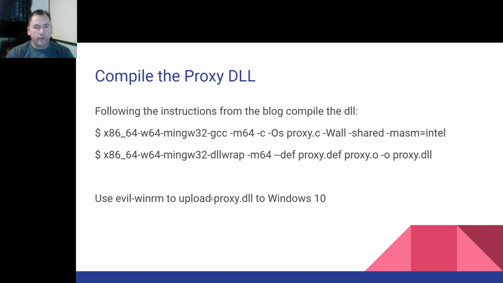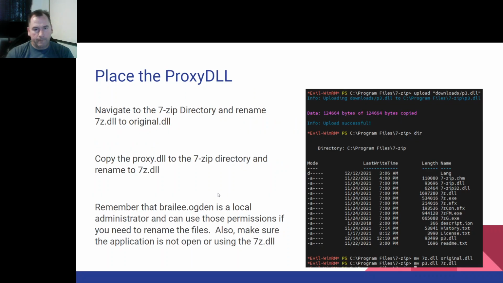So use evil-winrm to upload proxy.dll to Windows 10. Then navigate to the 7-zip directory, which I've done here. I'm going to upload, and my file at the time was called p3.dll. Your file is going to be called original.dll. Pull it in, rename the original 7z.dll to original.dll. Make sure you do that first. And then change your proxy.dll file, mine was p3.dll, to 7z.dll.